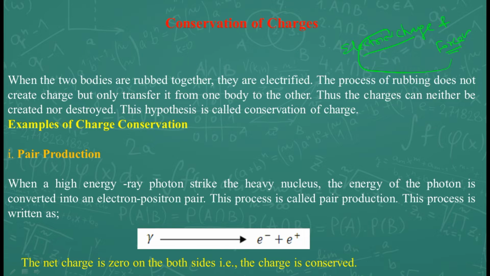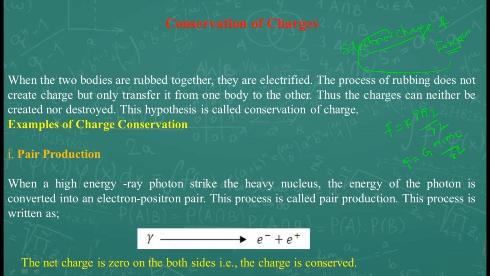Then some of the applications we also discussed in the previous classes. Next, the comparison, similarities and differences between Coulomb's law and Newton's law of gravitation were also discussed. Coulomb's law: F is equal to K Q1 Q2 by R square. Newton's law of gravitation: F is equal to G M1 M2 by R square.